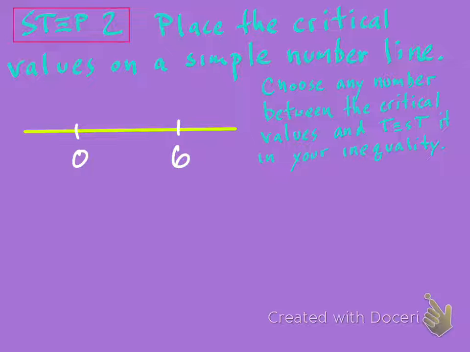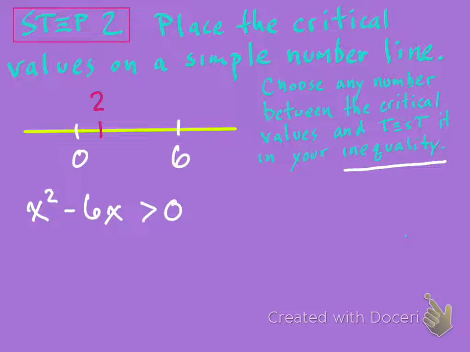So that's how it works from here. Once you find those critical values, you're just going to take a number and test it into the inequality. Let me show you what I mean. So let's say I choose 2. That's in between 0 and 6.